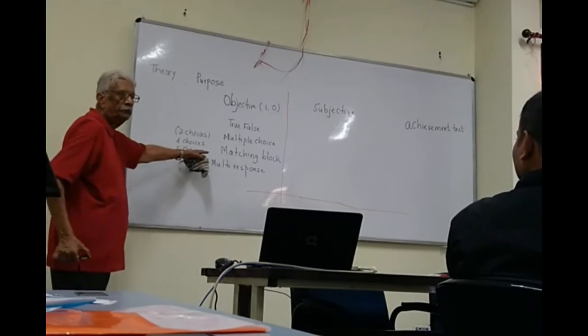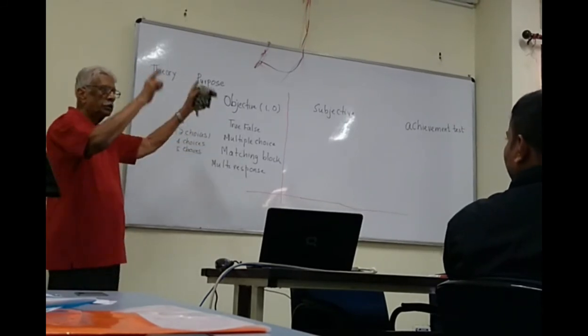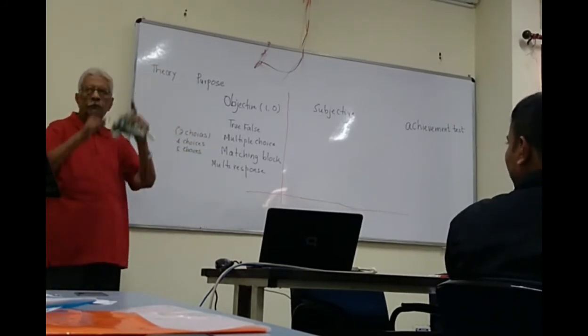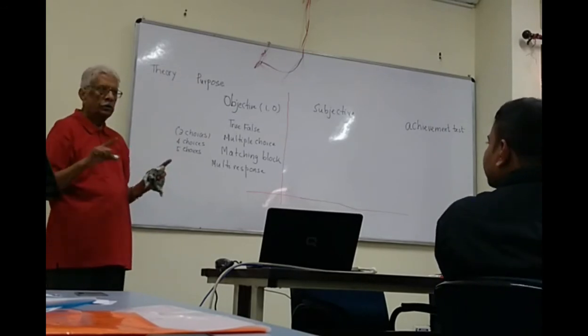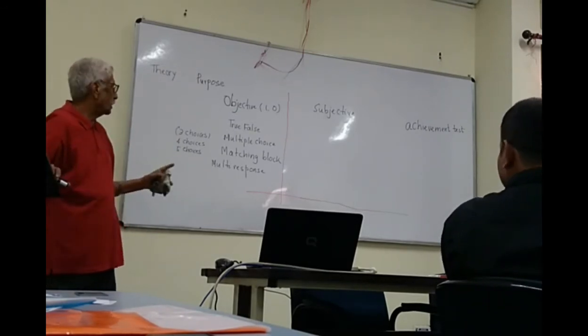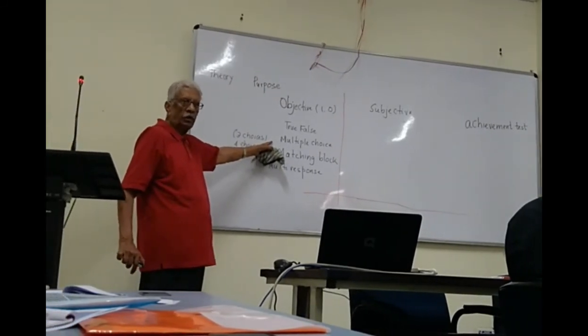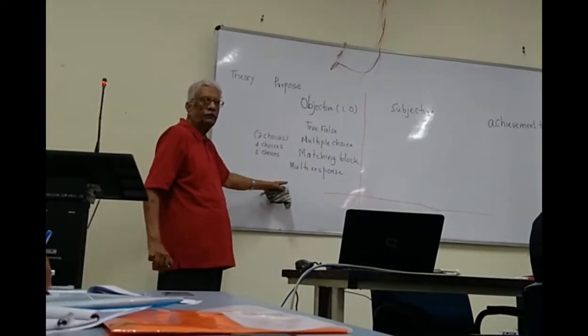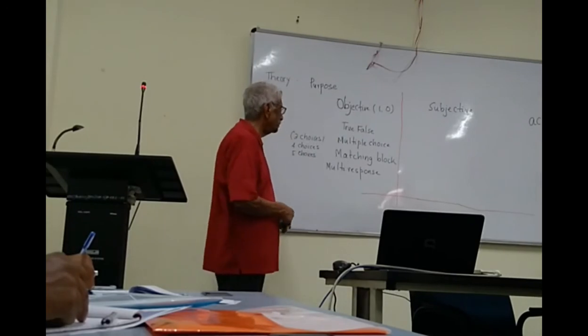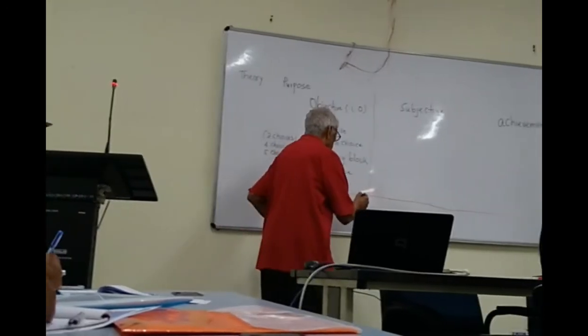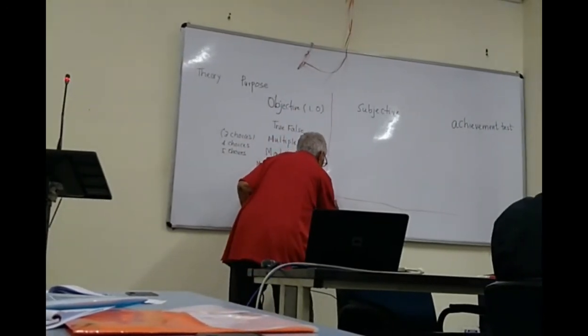Matching block, you know, in column A, in column B, there's A with B. You are familiar with this. Multiple response is a variation of multiple choice question. I will give you an example of this. That means all these questions are completely objective.